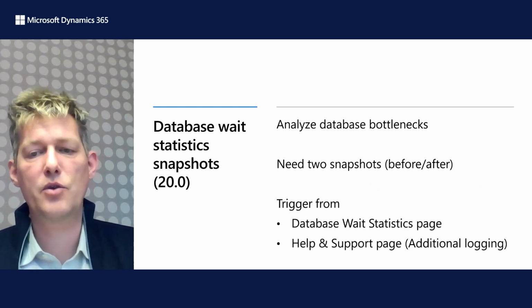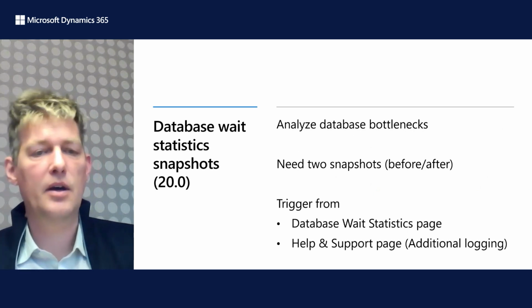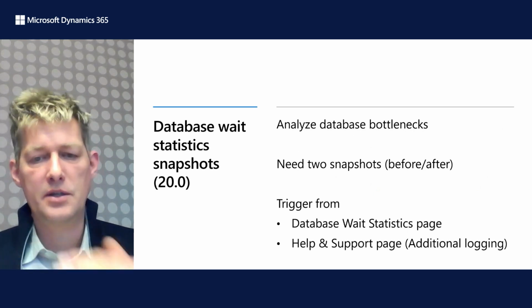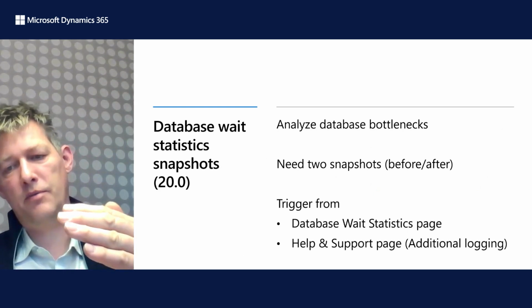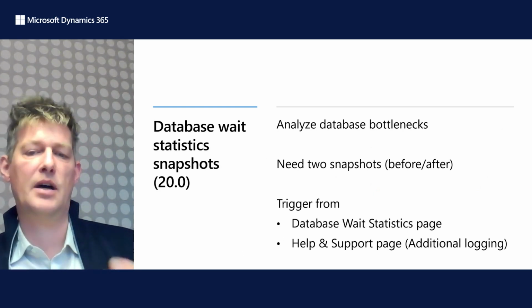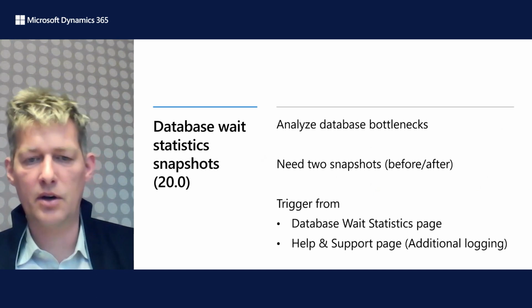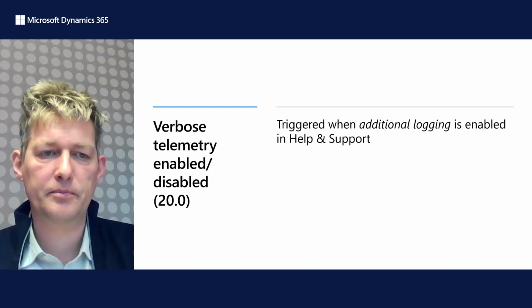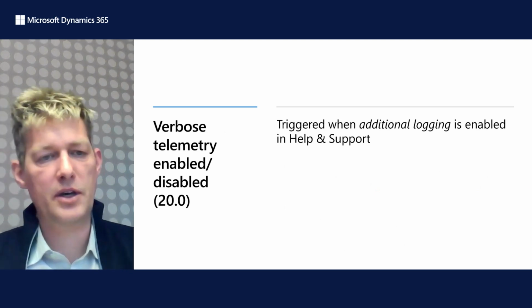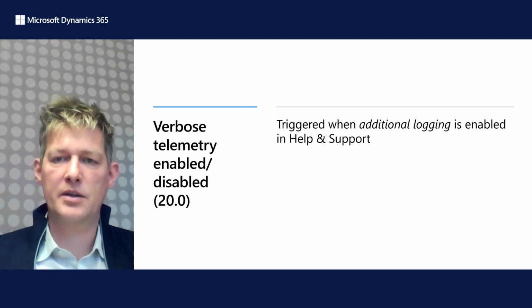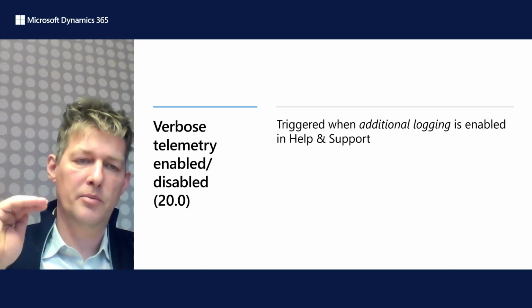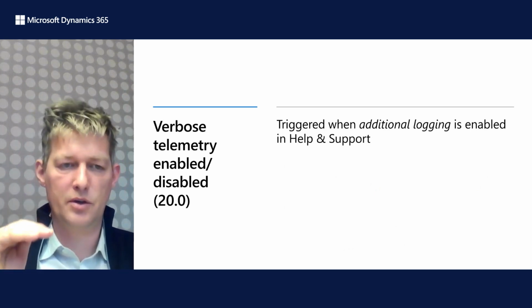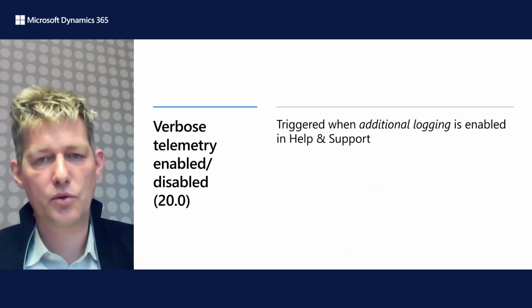You can trigger this telemetry either from the database wait statistics page or the help and support page. Whenever you go into additional logging, the Business Central server will take a snapshot, and 15 minutes later, when that session gets out of additional logging, the Business Central server will take another snapshot as well. And talking about verbose telemetry, when you trigger this additional logging, the actual messages of going into verbose and going out of verbose mode are also logged to telemetry.